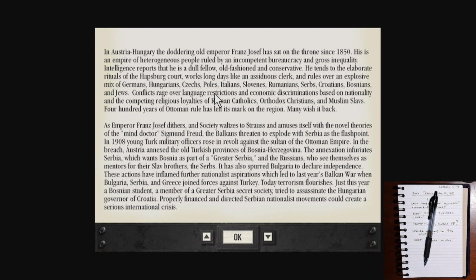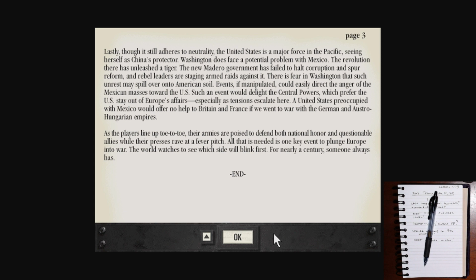These actions have inflamed further nationalist aspirations, which led to last year's Balkan War, when Bulgaria, Serbia, and Greece joined forces against Turkey. Today, terrorism flourishes. Just this year, a Bosnian student, a member of a Greater Serbia secret society, tried to assassinate the Hungarian governor of Croatia. Properly financed and directed Serbian nationalist movements could create a serious international crisis. Spoilers, it does.